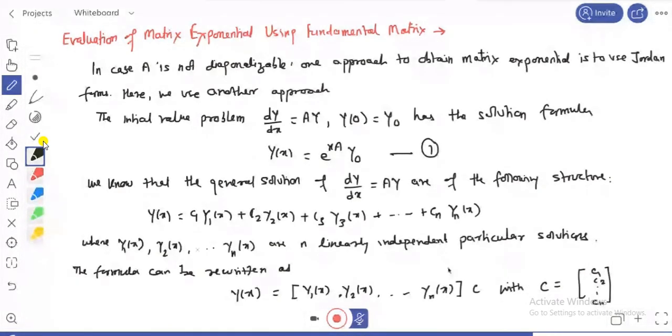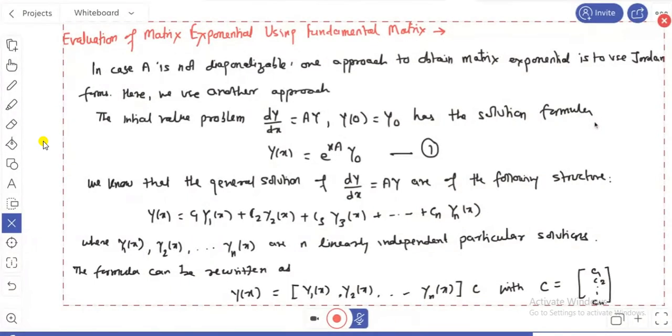If we use the initial condition y(0) equals y0, this means x equals 0 in all components, so y0 is y1(0), y2(0) up to yn(0). So on the next page, we put in the initial condition for the initial value problem.